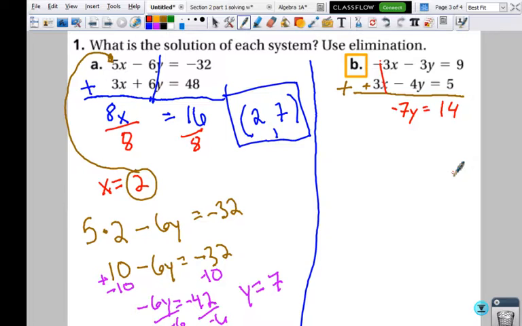Divide by 7 on the bottom. Don't forget your negative. Divide by negative 7 on both sides. 14 divided by negative 7, Richie. It's negative 2. Is this y or is this x? This is y. y equals negative 2.